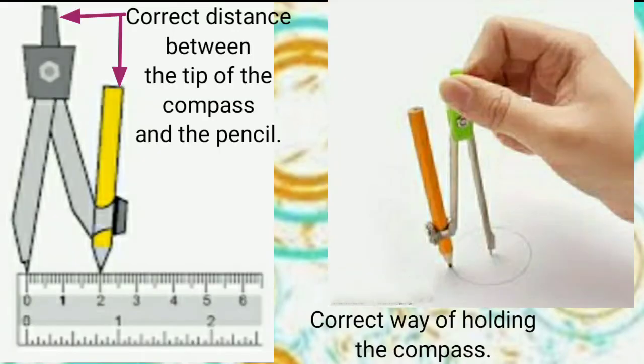Before we learn how to construct a circle, we need to make a note of the points to be remembered while constructing a circle. The pencil you fix to the compass should be of suitable length, shorter than that of the compass. Kindly note the correct distance between the tip of the compass and the pencil as shown in the first picture. Also note, while holding the compass, you have to hold it with one hand only, as it is shown in the second picture on screen.